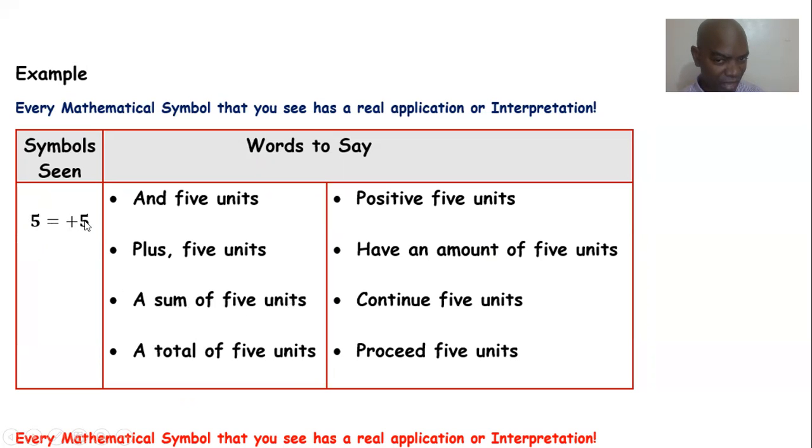You can say positive 5 units, because there's a real life application to that: 5 fingers, positive 5 fingers, positive 5 mangoes. You can say have an amount of 5 units. It may sound a little strange at first, but get accustomed to that because you're thinking in terms of the application. Continue 5 units. Proceed in that same direction 5 units. So it's not just positive 5 or just 5 alone. You can say all of these when you see a number simply by itself like that.